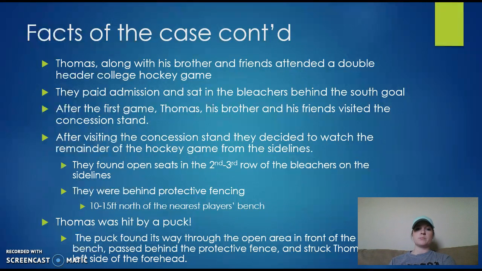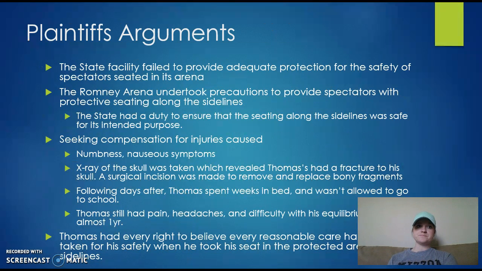They were behind protective fencing, and that was about 10 to 15 feet north of the nearest player's bench. At that time, while they were sitting in the row of bleachers, Thomas was hit by a puck. The puck found its way through the open area in front of the player's bench and passed behind the protective fencing and struck Thomas on the left side of the forehead.